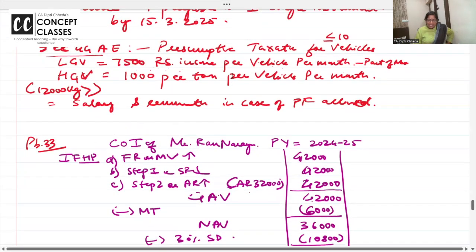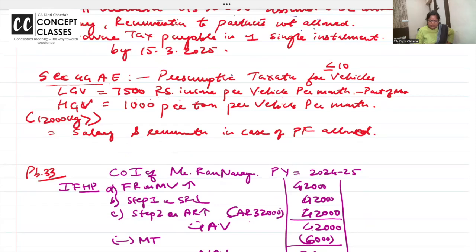Okay? Last one is presumptive taxation for vehicles. If any time during the year you are having up to 10 vehicles and yours is a transport business, then on the light goods vehicle, show 7,500 per month income per vehicle per month. Even part of the month. If you have purchased a vehicle on 22nd February, तब भी February and March के लिए लगे. Heavy goods vehicle, 1,000 per ton per vehicle per month.